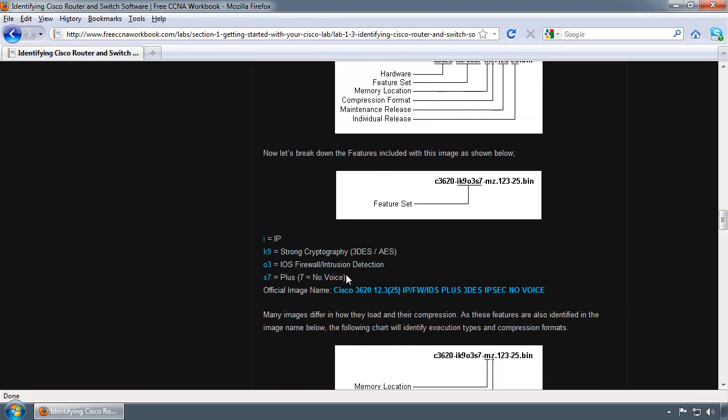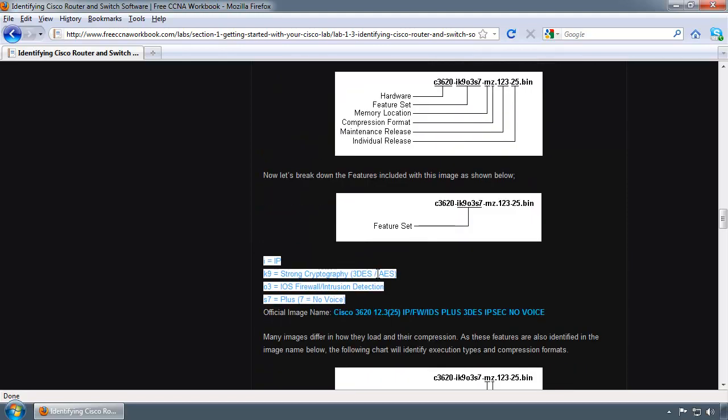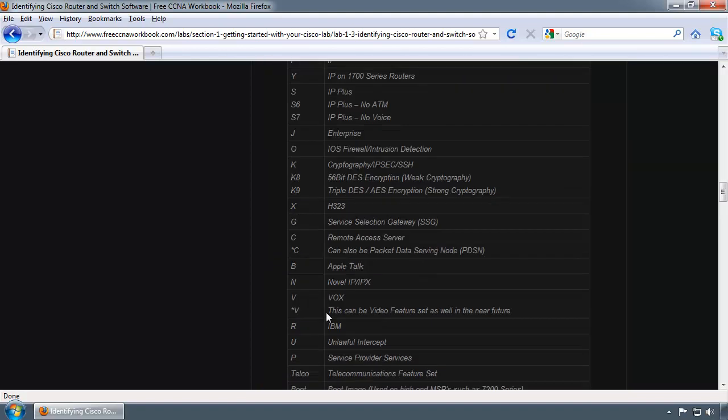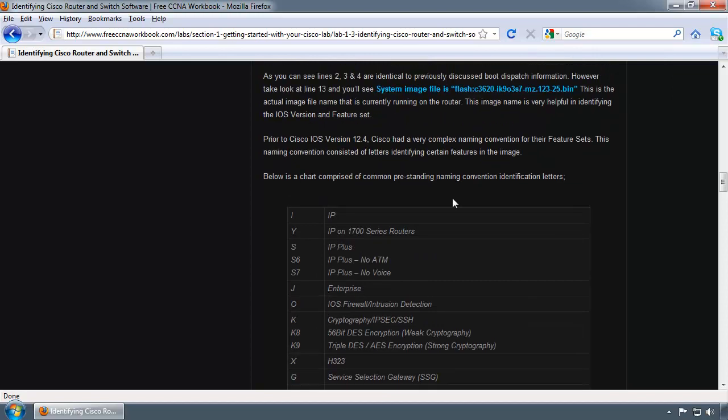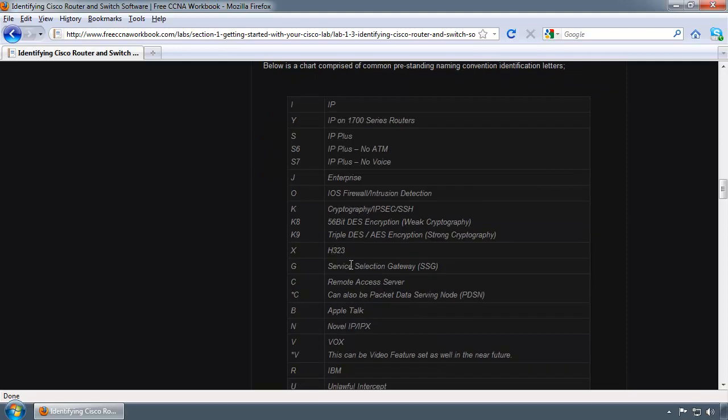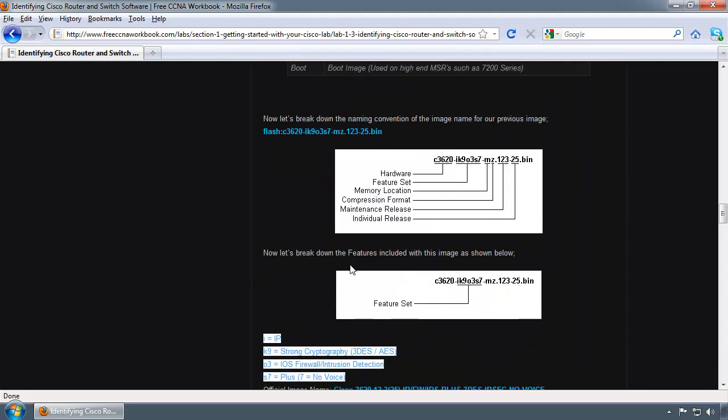as with any IOS previous to 12.3, you'll have different naming conventions that represent different features, and it's ideal to memorize the most common ones. Just because it's 2011 as of the creation of this video doesn't mean that you're going to run into 12.4 on every machine that you work with. I've actually seen lots of Cisco routers out in the field that still run 12.2. And 12.2 abides by this naming convention here.